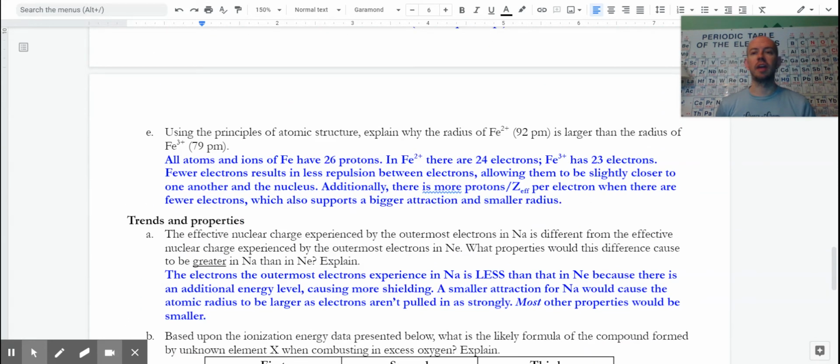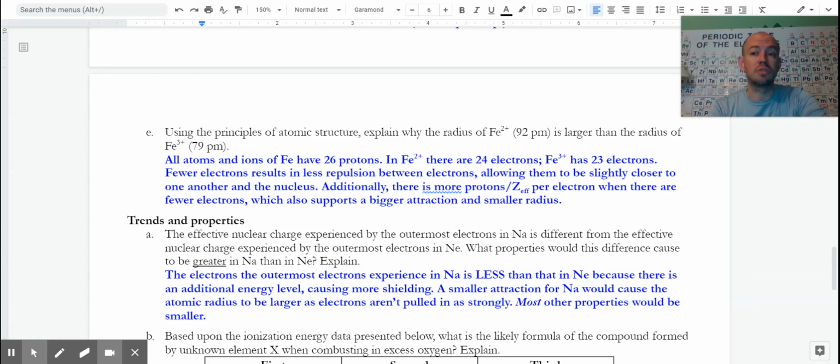This one was a recent AP test as well. So it gets into our transition metals, but it's still just asking us to think about, well, what are the things that I know? So using the principles of atomic structure, we're talking about Zeff, we're talking about shielding, we're talking about protons, we're talking about electrons. Why is this bigger than that? So it's important to state what's true or the same about both of them. Both have 26 protons. The difference is 24 versus 23 electrons.